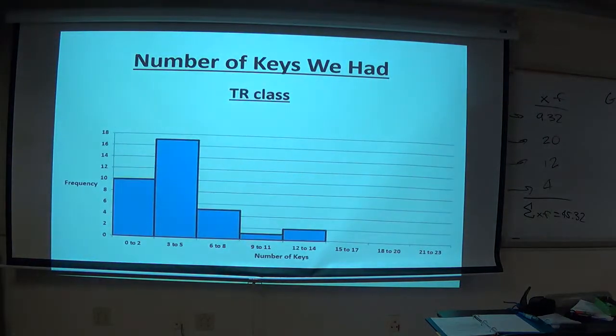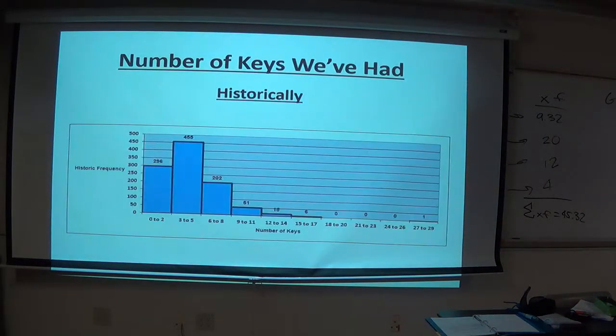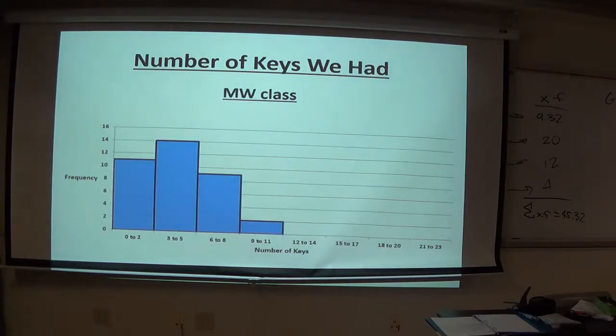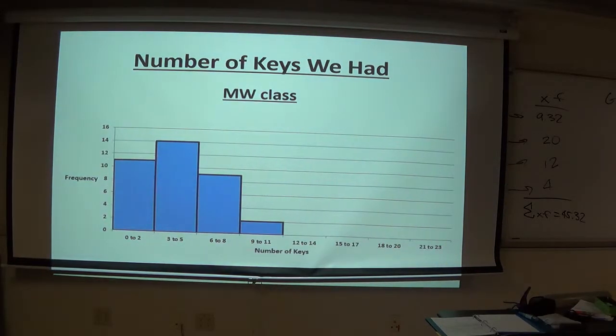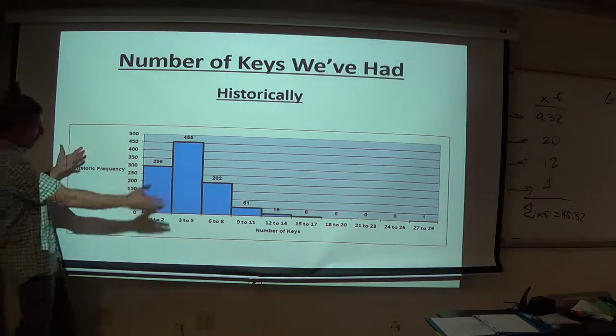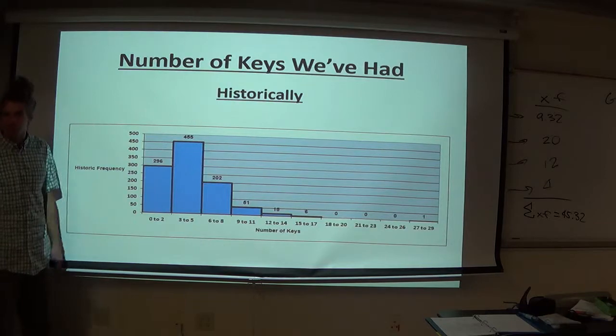I don't know if you care about this. This is what historically the number of keys has looked like in my classes as I've tracked the data. Notice the curve looks a lot like your guys' curve, doesn't it? There's less tail on your guys' curve. That hopefully makes sense. I've had the opportunity to ask about 1,000, 1,500 students.